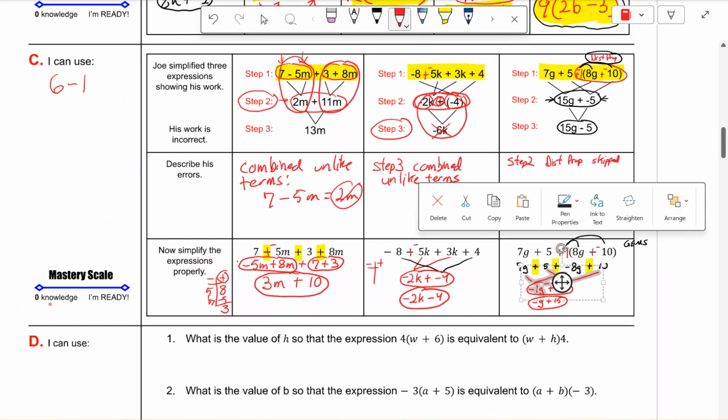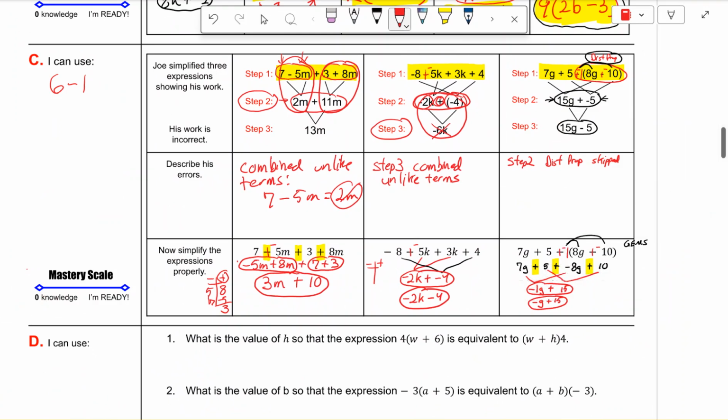On a mastery scale, do you have 0 knowledge of how to find an error and correct it, or are you completely ready?